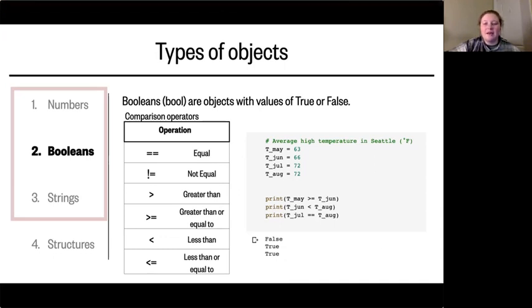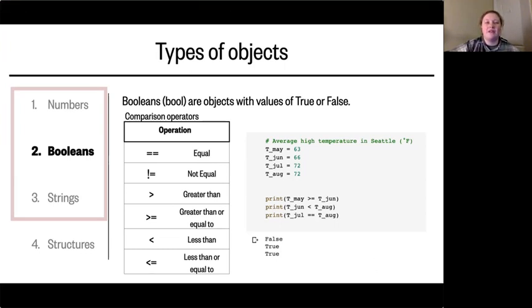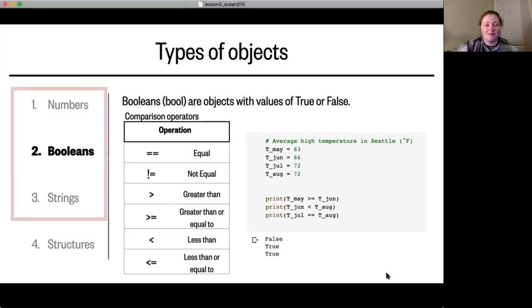So this example is really showing how temperature changes on average over the course of the summer. And the really useful part of these comparison operators and these Booleans is that we can examine how the world changes in time and compare different objects, which is really important for data analysis.